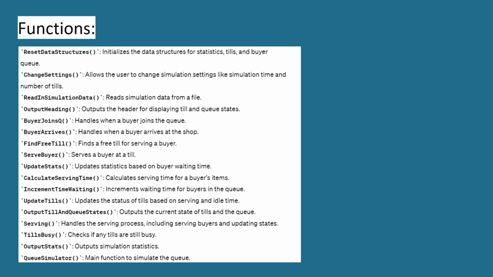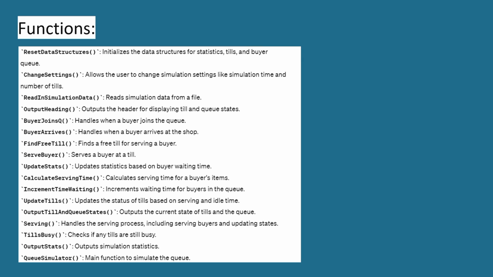Increment time waiting increments waiting time for buyers in the queue. Update till updates the status of the till based on the serving time and the idle time. Output till and queue states outputs the current state of the till as well as the queue. Serving handles the serving process, including serving the buyer and updating states. Tills busy checks if the tills are still busy. Output stats outputs stimulation statistics, so whatever you can see at the end of the code is represented by that.